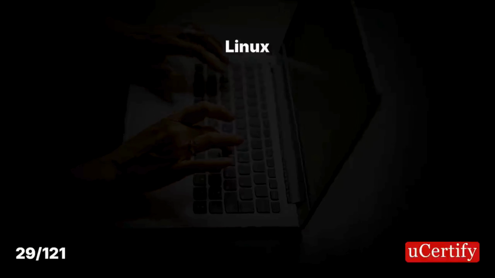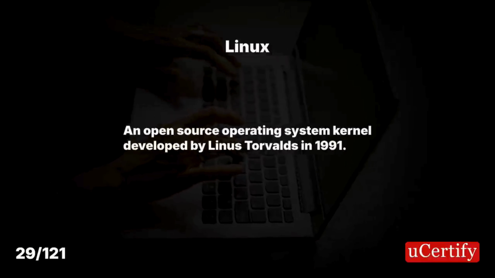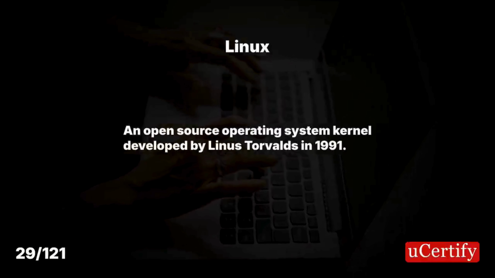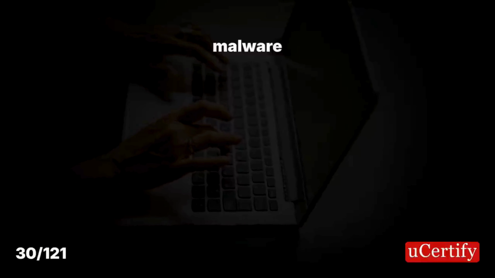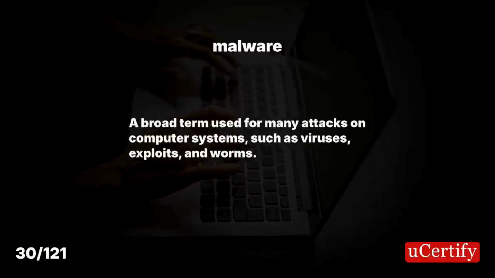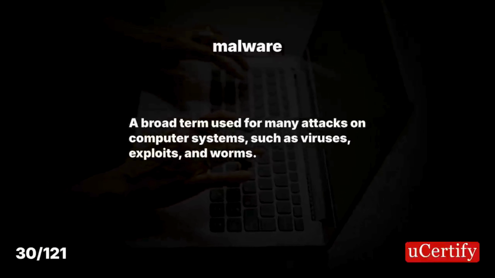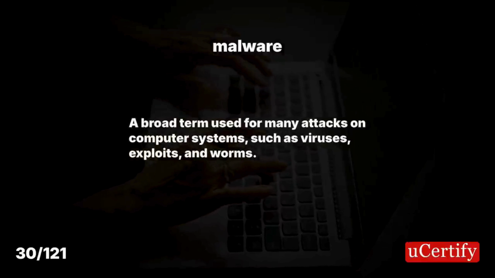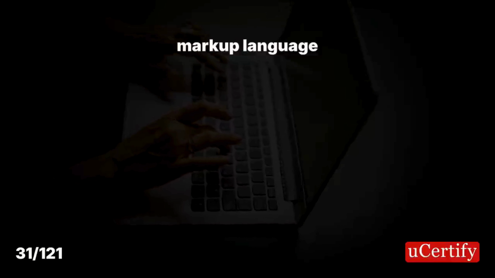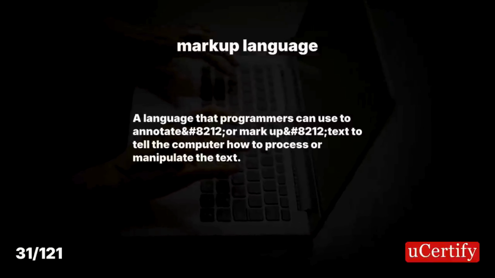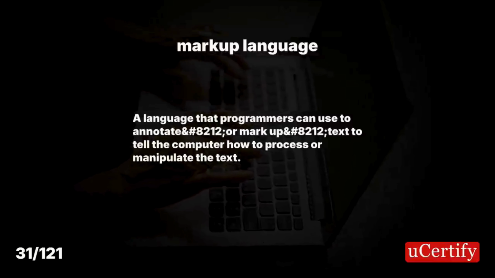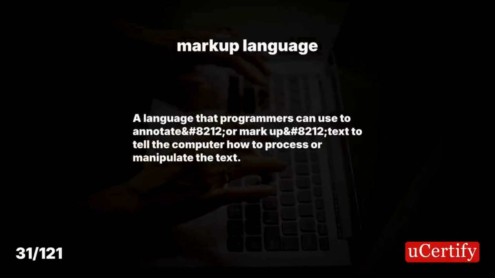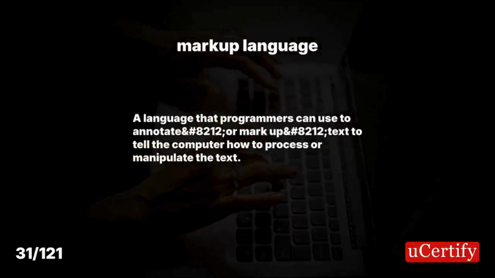Term: Linux. Definition: an open-source operating system kernel developed by Linus Torvalds in 1991. Term: malware. Definition: a broad term used for many attacks on computer systems, such as viruses, exploits, and worms. Term: markup language. Definition: a language that programmers can use to annotate, or mark up, text to tell the computer how to process or manipulate the text.